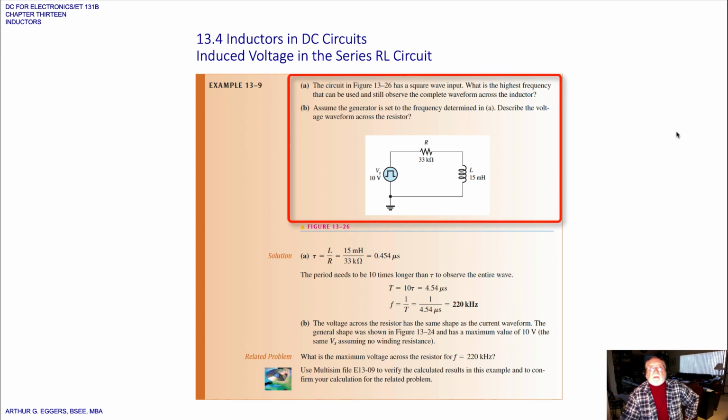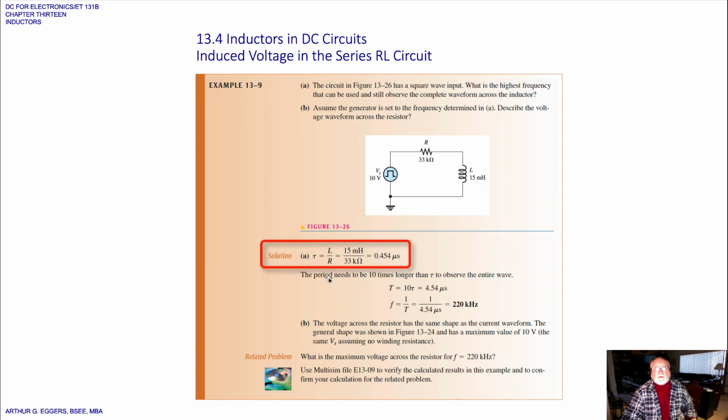Let's look at an example. The circuit shown has a square wave input, 10 volts. What's the highest frequency that can be used and still observe the complete waveform across the inductor? Assume the generator is set to the frequency determined in part A. Describe the voltage waveform across the resistor.